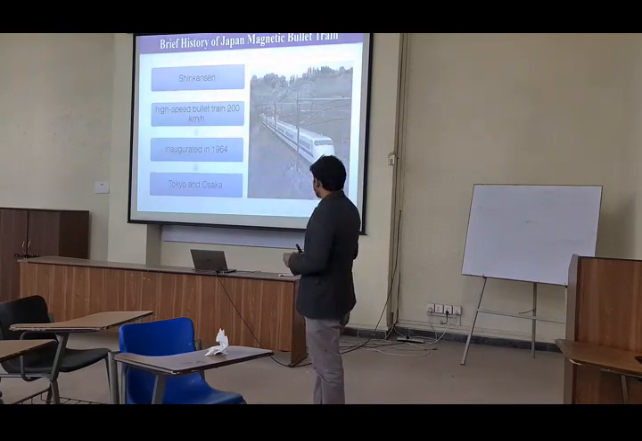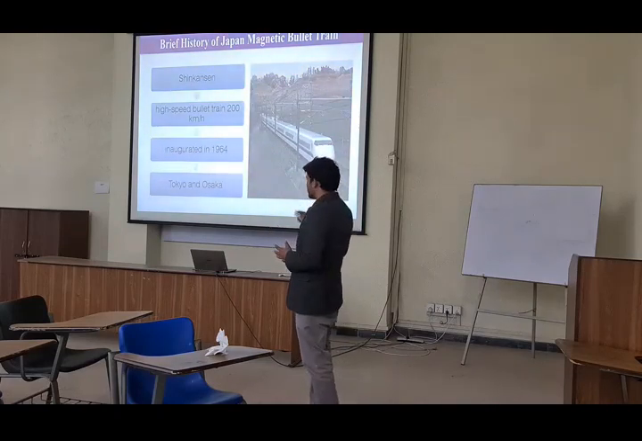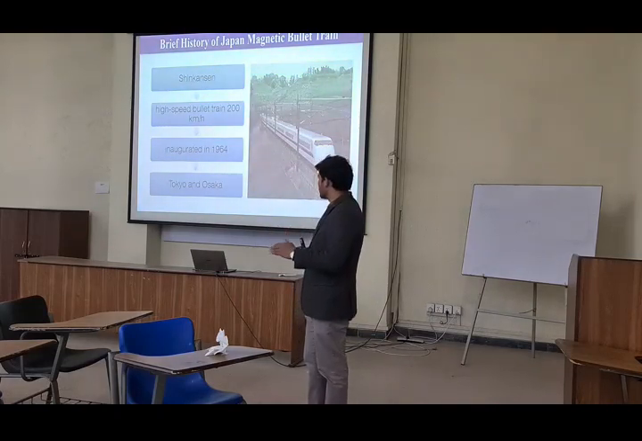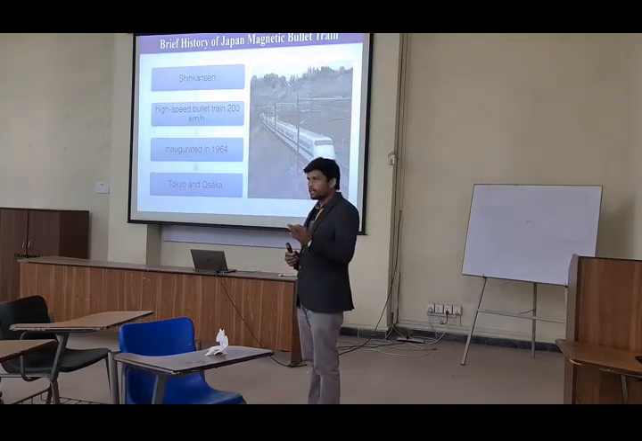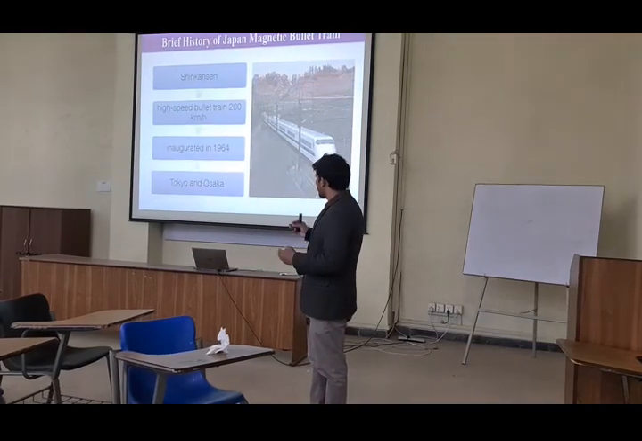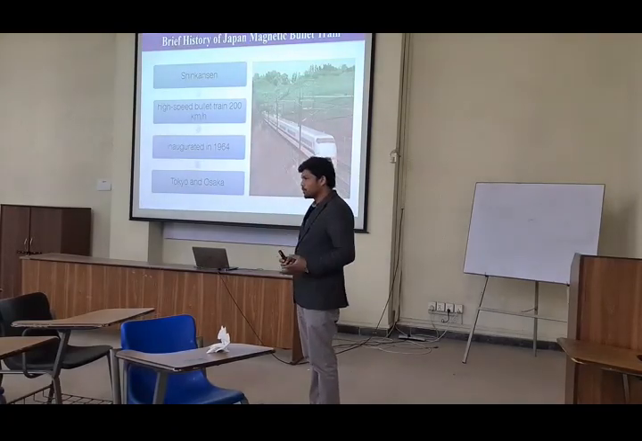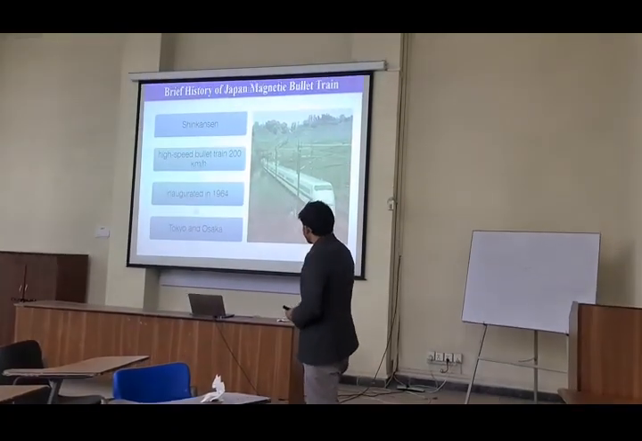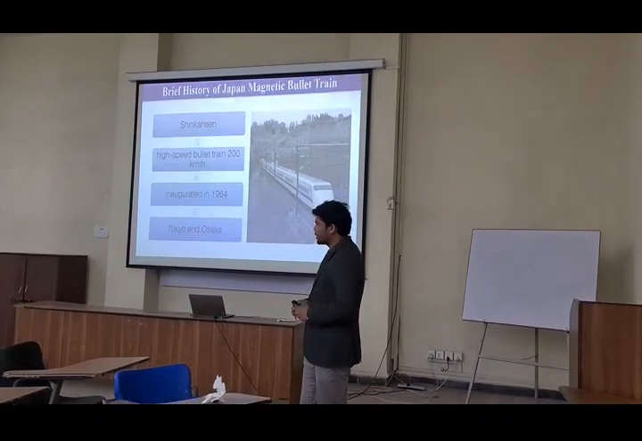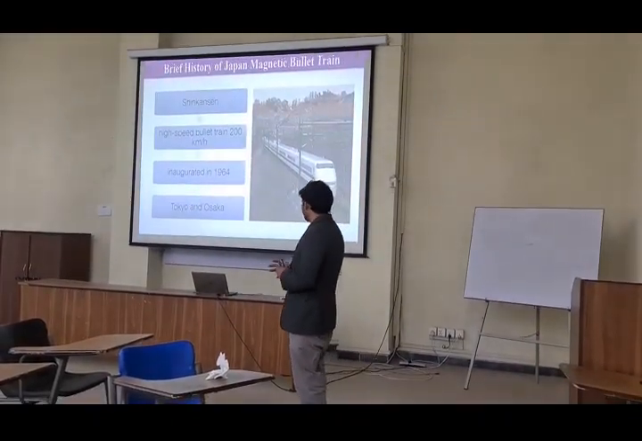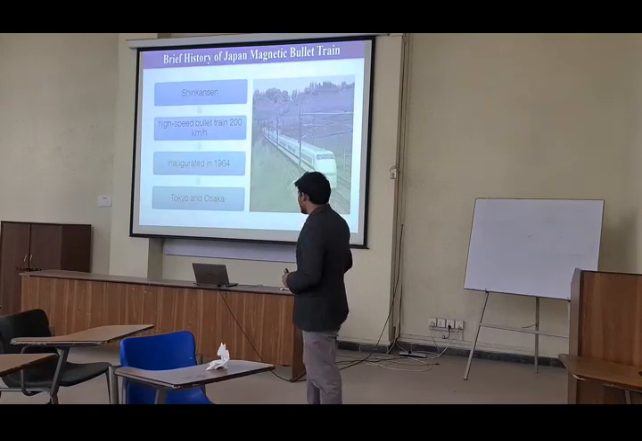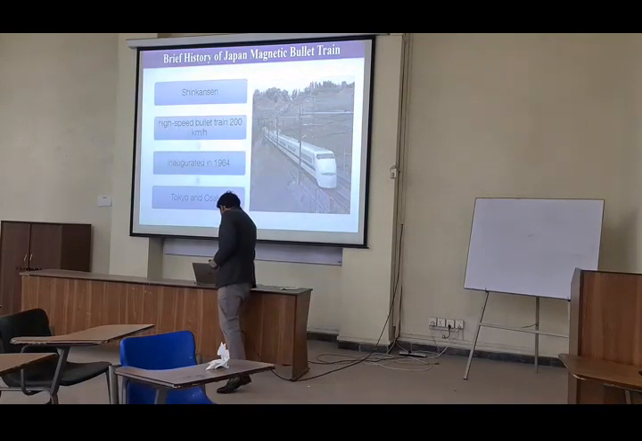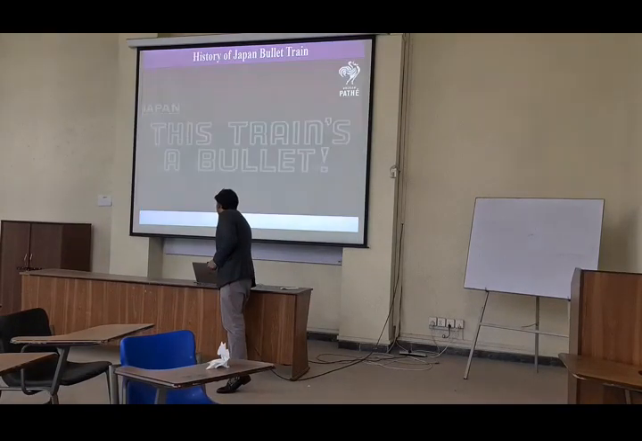1964. And for the first time when this train ran on the road, it was made from Tokyo to Osaka. Tokyo is basically the capital of Japan, and Osaka is also a very populated city of Japan. So for the first time, the government of Japan decided to make the track from Tokyo to Osaka. So this is the historical background.